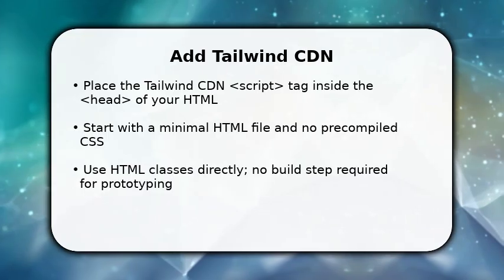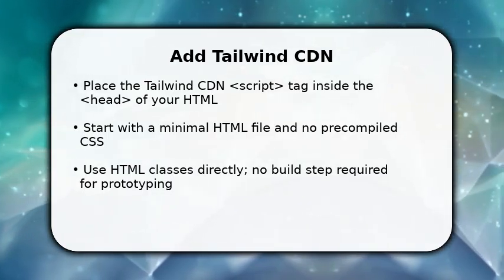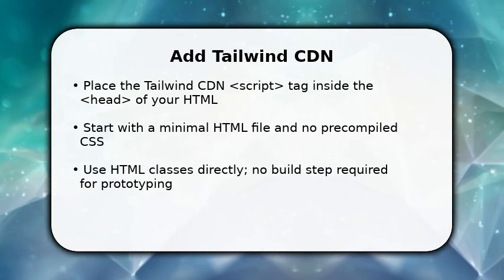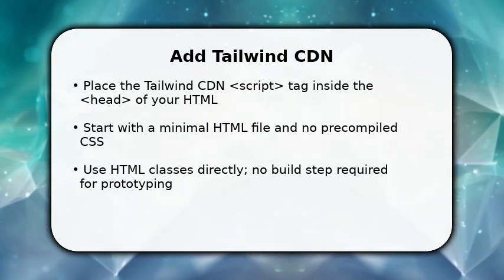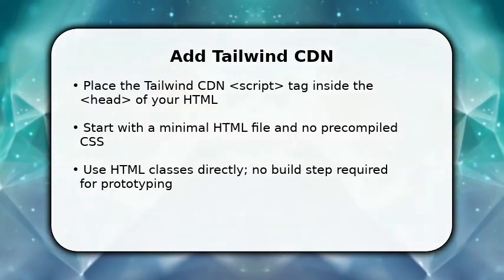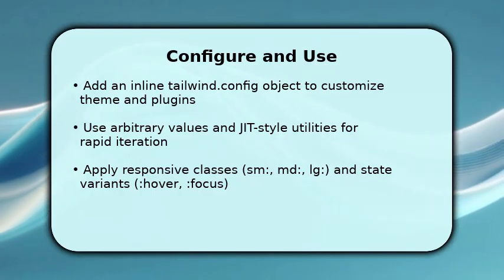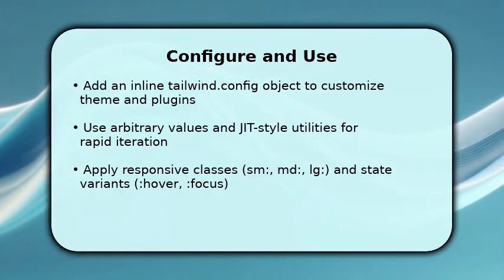This lets the CDN provide on-the-fly utilities and the default preflight, so you can begin styling immediately without a build pipeline. Next, customize behavior by declaring a Tailwind config object right after the CDN script. This extends theme, enables plugins, and sets content scanning patterns.